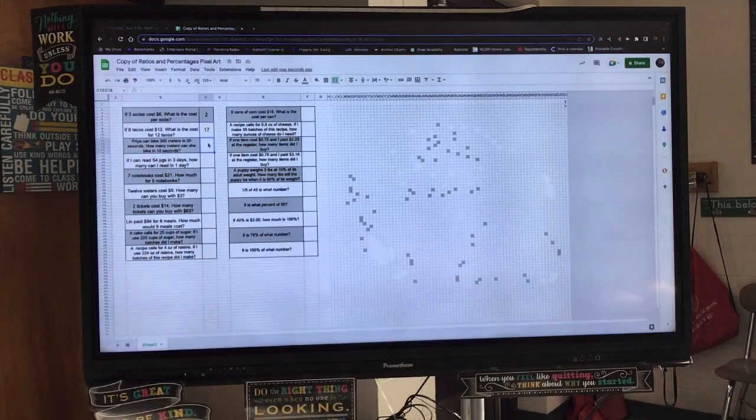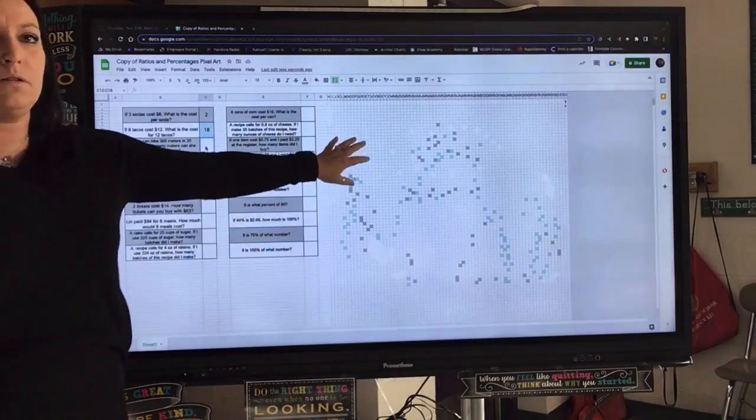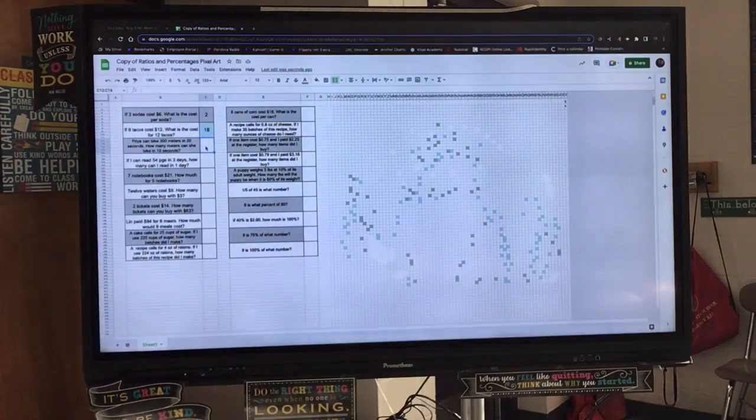Okay, what did we do wrong? You got the wrong unit rate. It's 18? The answer is 18? Yeah. Okay. There you go. That's why I keep you guys around. Alright, so it gives you a slightly different color. You are essentially going to end up with a picture of something.